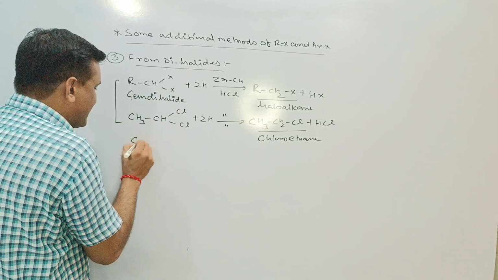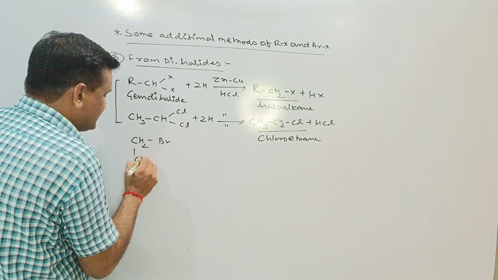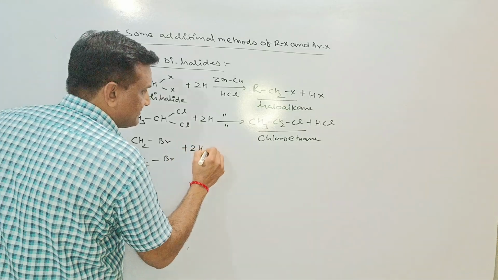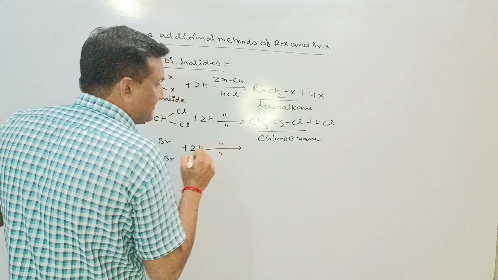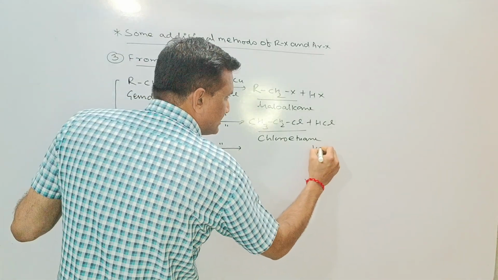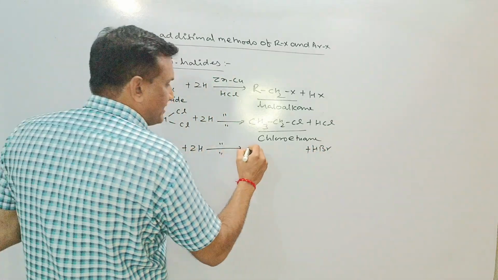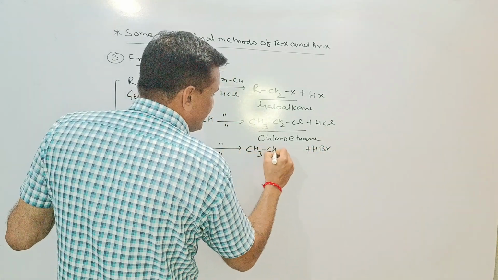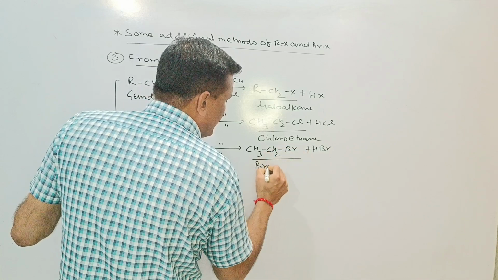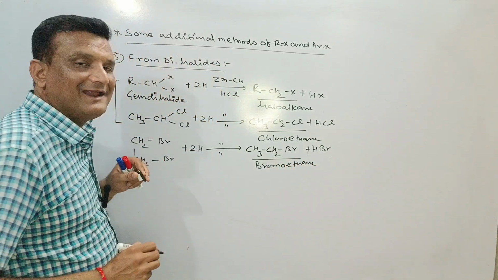If we go with the vicinal dihalide, suppose this is CH2Br, this is CH2Br. On taking the same reduction under the same condition, here will be removal of one HBr like this, and the rest of the H will be over here. So here will be formation of again a haloalkane, a monohaloalkane. You can say bromoethane. So this was about the preparation from dihalides.